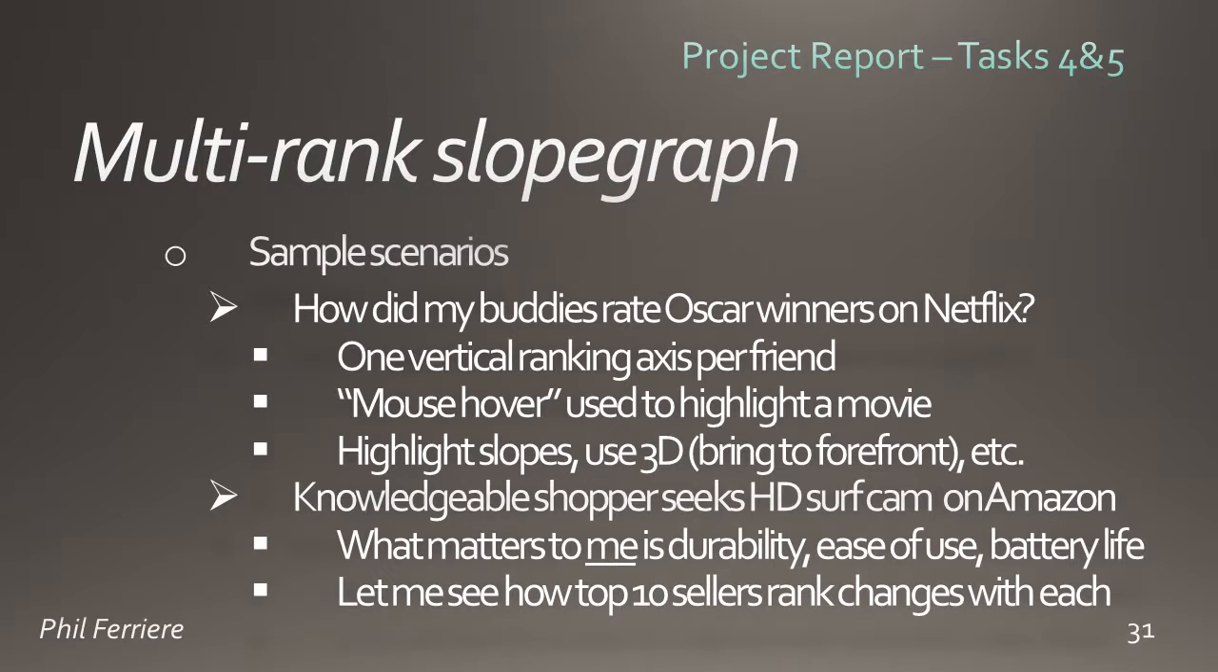But what if I wanted to compare how my online buddies rated this year's Oscar winners on Netflix, for instance? That information could be combined in a single slope graph, with one vertical ranking axis per friend, and on the left side, the movies that I could move my mouse over. Then individual slopes could be highlighted, brought to the forefront, while the other ones are slightly pushed back toward the background. There are many ways to make this look nice.